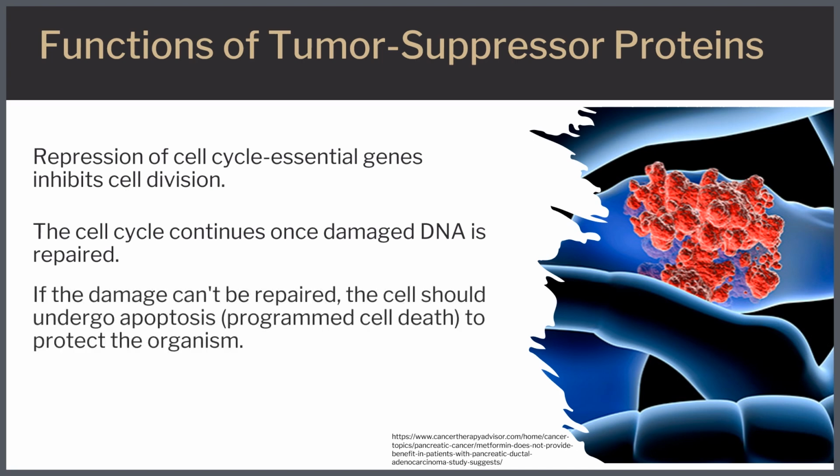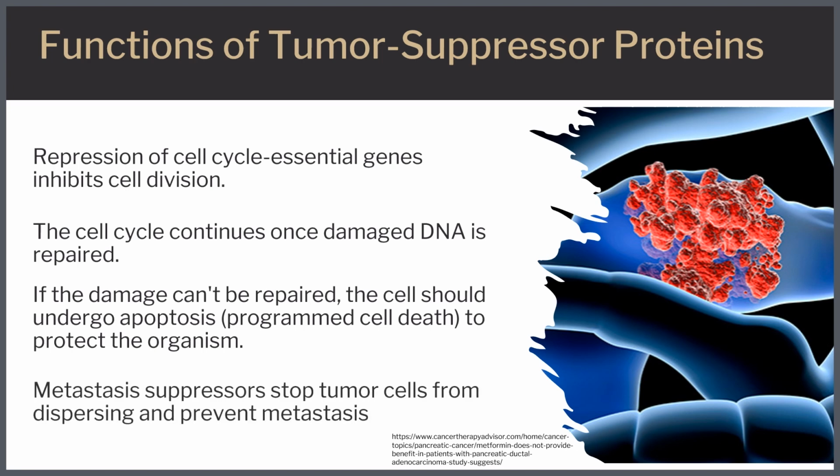If the damage cannot be repaired, the cell should initiate apoptosis, programmed cell death, to remove the threat it poses for the greater good of the organism. Metastasis suppressors prevent tumor cells from dispersing, block loss of contact inhibition, and inhibit metastasis. DNA repair proteins are usually classified as tumor suppressors: HNPCC, MEN1, and BRCA.